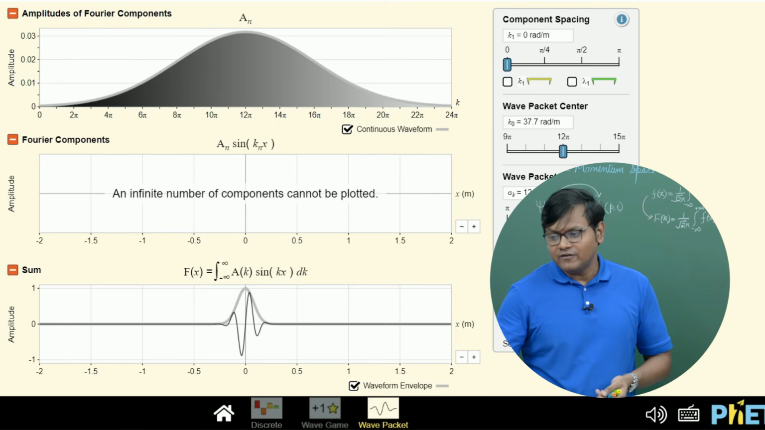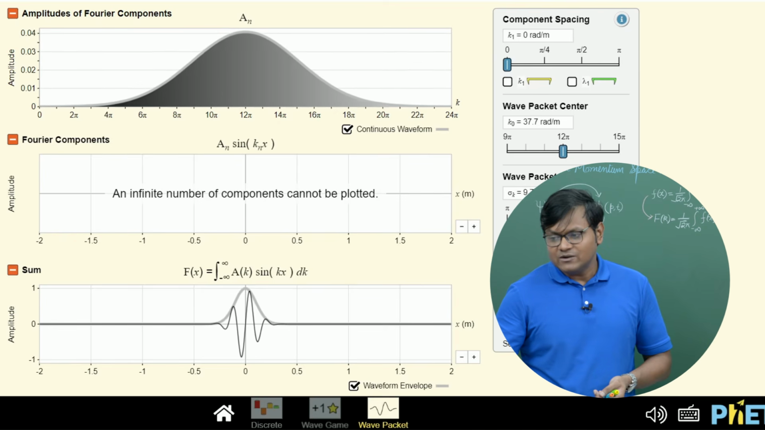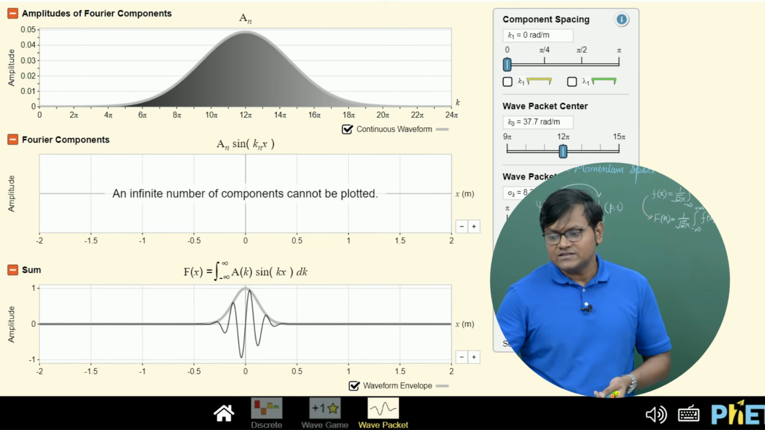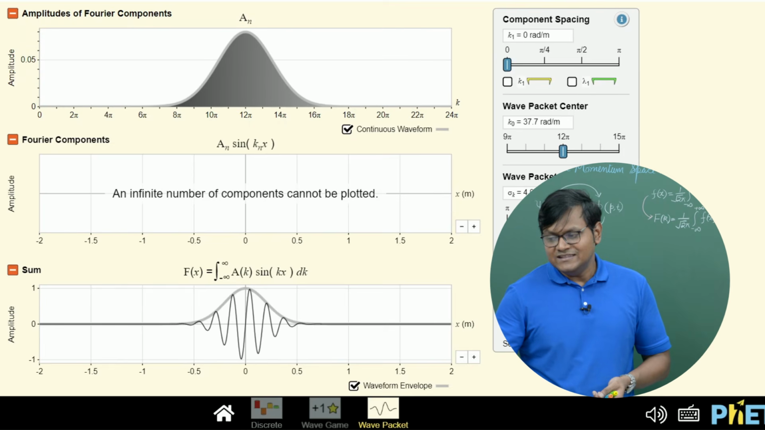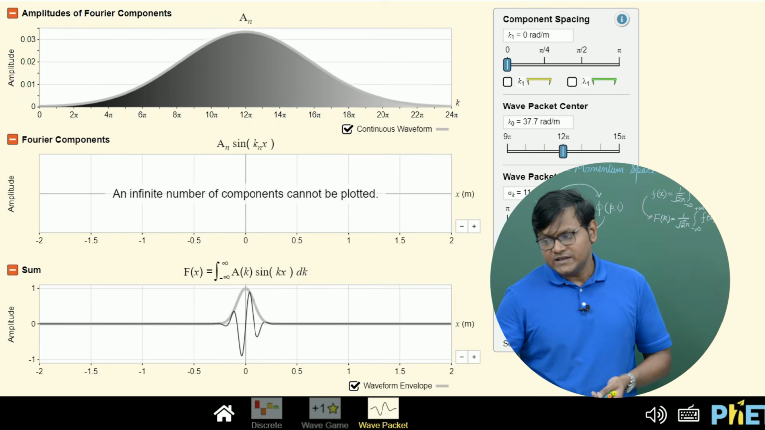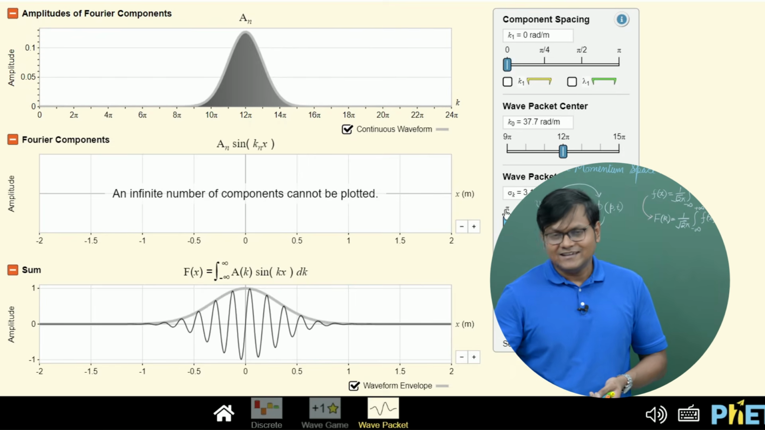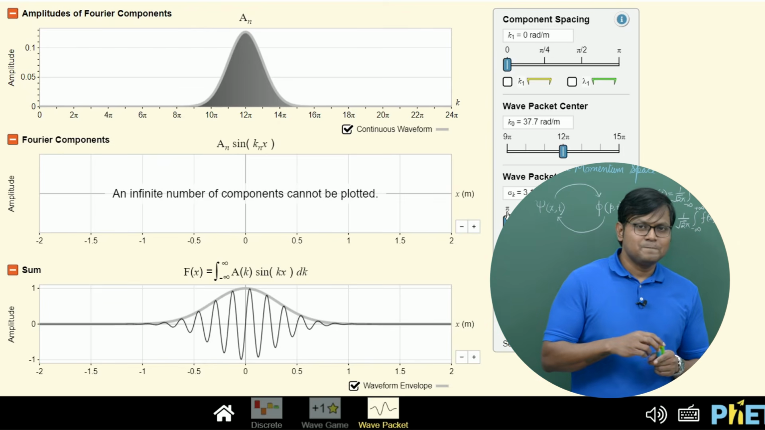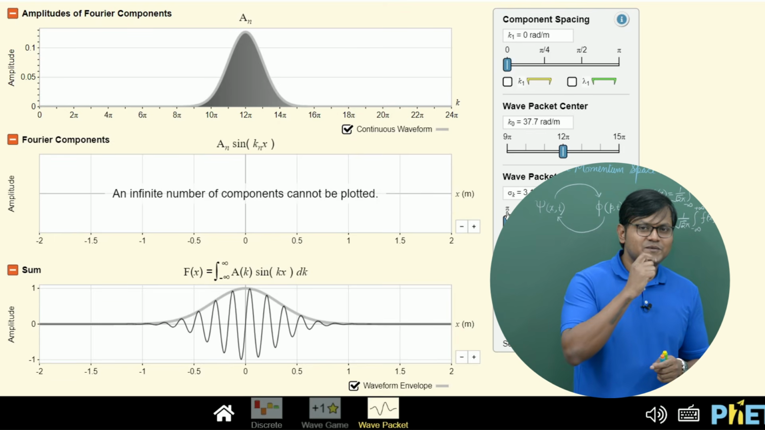We can change the width of the wave packet. So if I decrease the wave packet width in the K space, the wave packet width in the position space increases. If I do the reverse, position space wave packet width decreases, and like this. Does this remind you of something? What does this remind you of? This should remind you of the uncertainty principle.